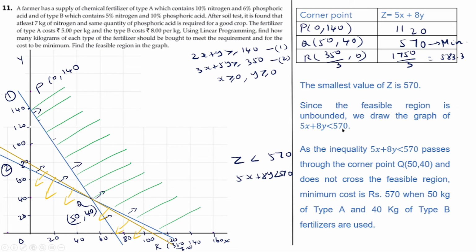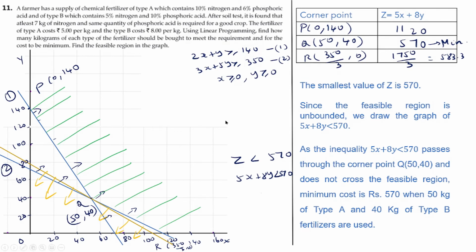Since the feasible region is unbounded, we draw the graph 5x plus 8y less than 570. As the inequality 5x plus 8y less than 570 passes through the corner point Q and does not cross the feasible region, it means this particular linear programming problem has a unique solution. The minimum cost is rupees 570 when 50 kg of type A and 40 kg of type B fertilizers are used. So if 50 kg of type A fertilizer and 40 kg of type B fertilizer are used, the cost will be minimum and the minimum value is rupees 570.